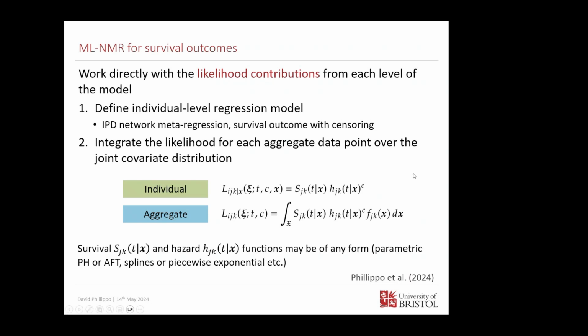And the beauty of this is that these survival and hazard functions can be any form at all. So they may be parametric models, proportional hazards, accelerated failure times. They could be something more fancy. They could be splines or piecewise exponentials, etc. As long as you can write down the survival and the hazard functions, you can evaluate this more general MLNMR model. And you can use a similar approach to derive methods and models for other outcomes as well that you might not have been able to write down by hand.